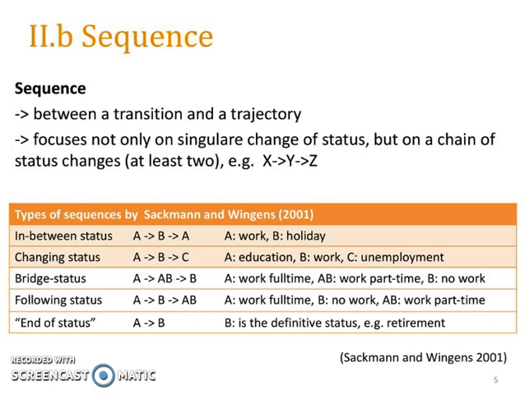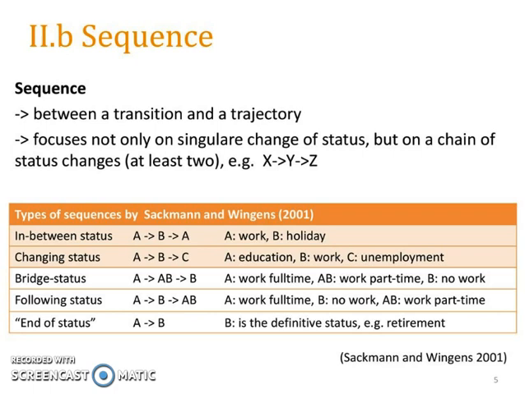So what is sequence? Sequence lies between transition and trajectory, and sequence focuses not only on a singular change of status but on a chain of status changes, so at least two of them. For example, X, Y, and Z. So you can see the sequence of them. These are the types of sequences by Sackmann and Wingens, which you can see was written in 2001.